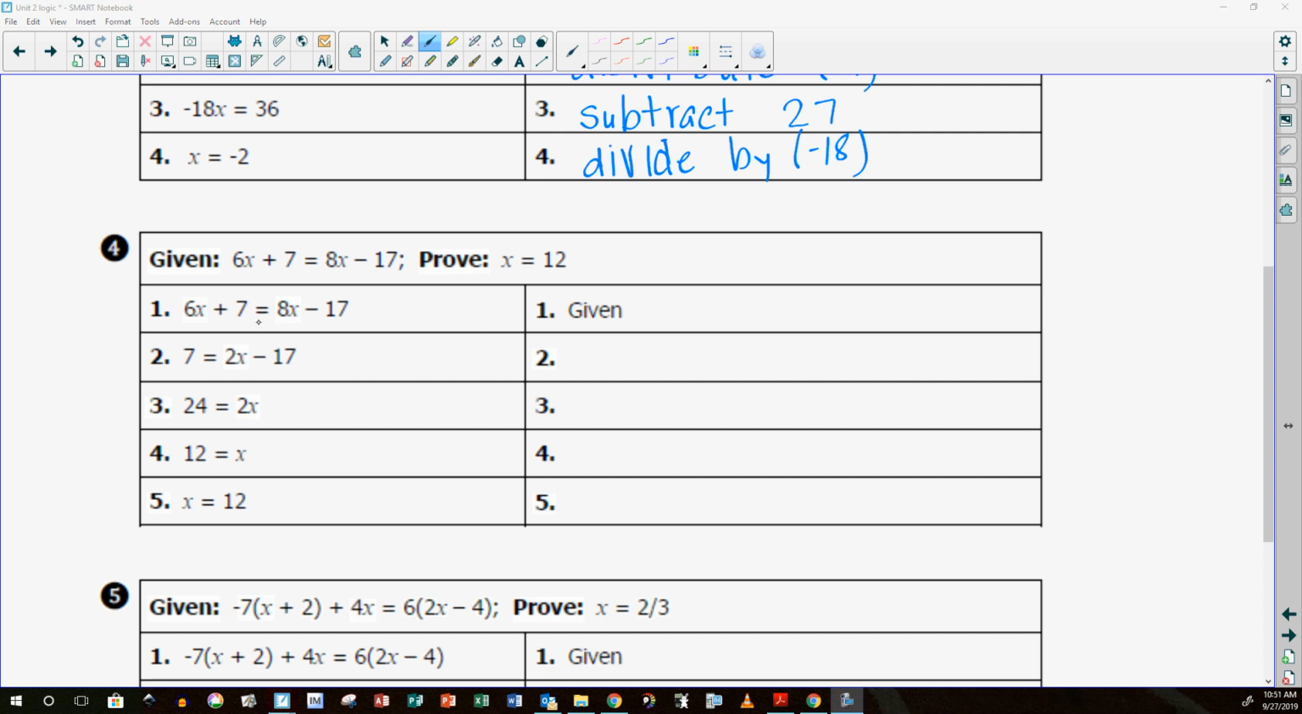So in this problem, I look and see that I went from 6x plus 7 equals 8x minus 17 to just having a 7. So that means I subtracted 6x from both sides. Then from step 2 to step 3, I noticed that the 2x is over here by itself, but the 17 is gone. So that means I added 17 to both sides. And then to go from 3 to 4, I noticed that the 24 decreased to a 12. So that means I divided by 2.